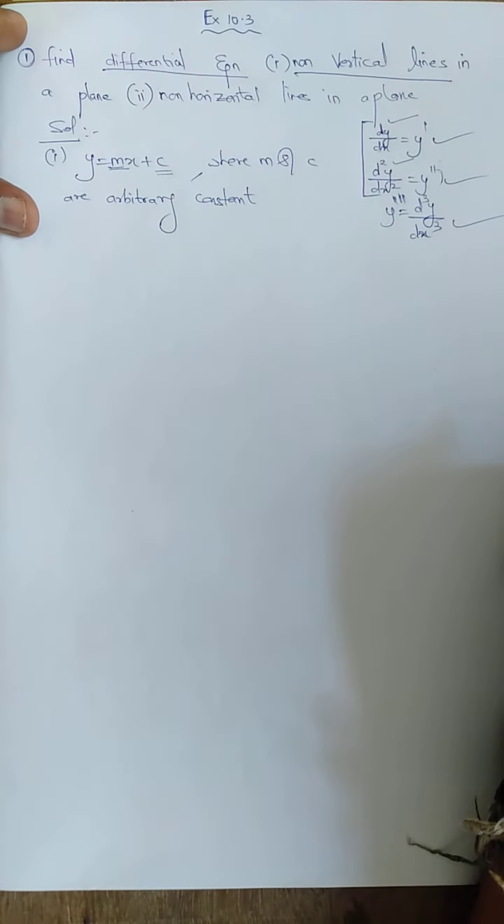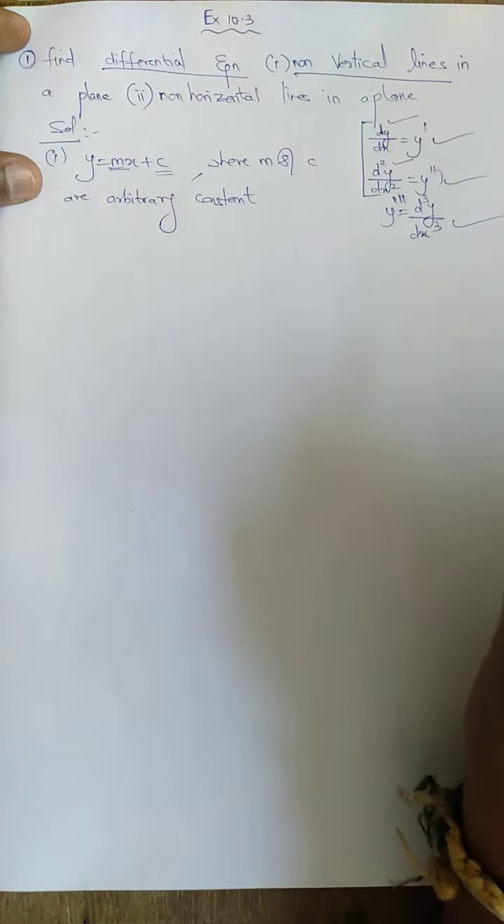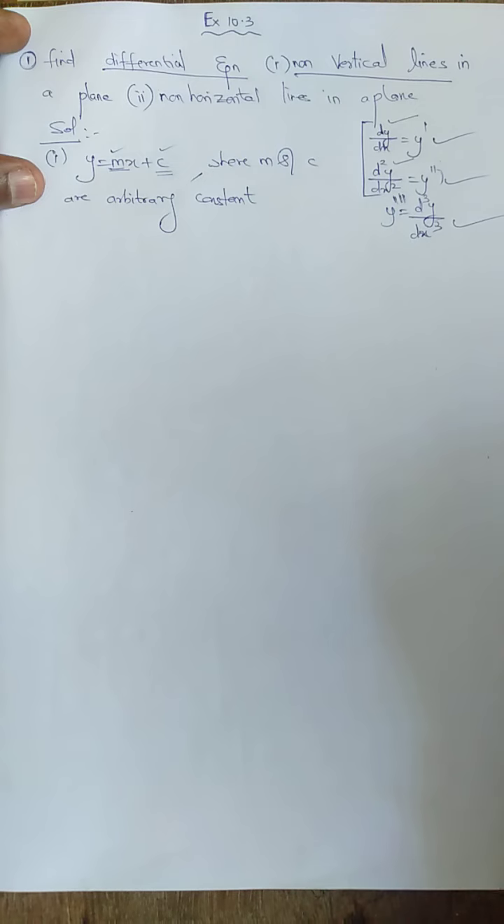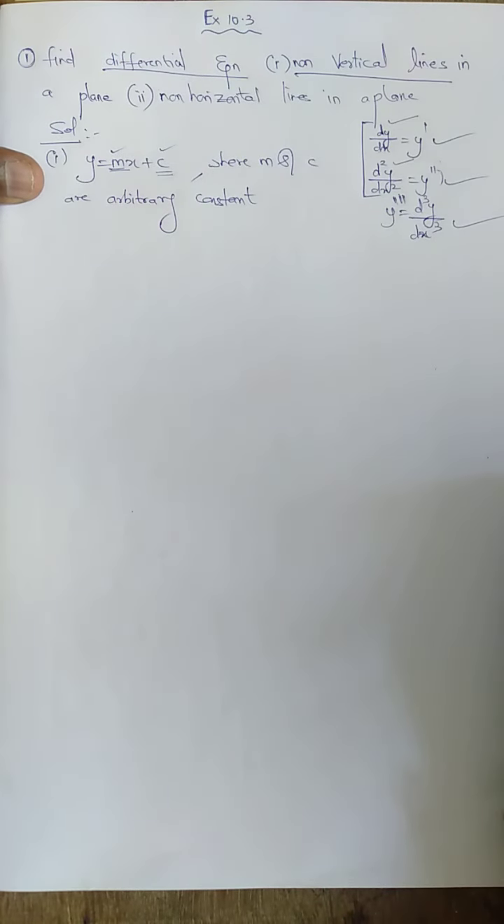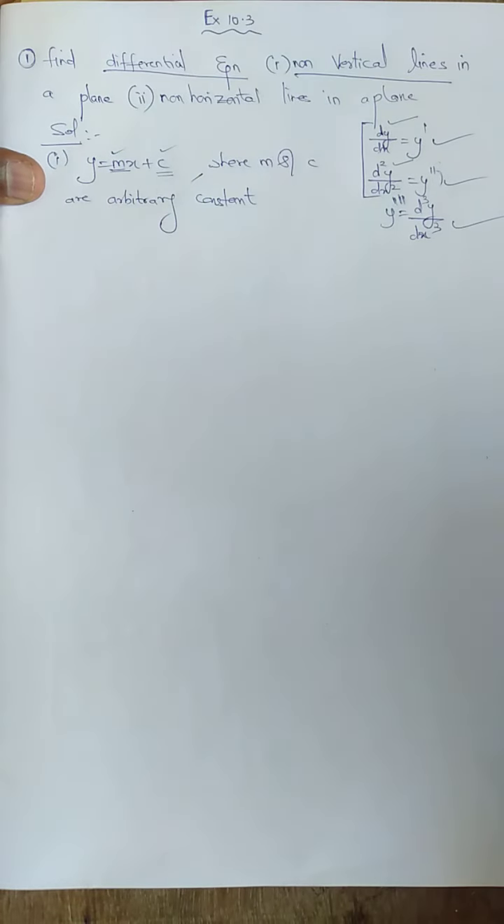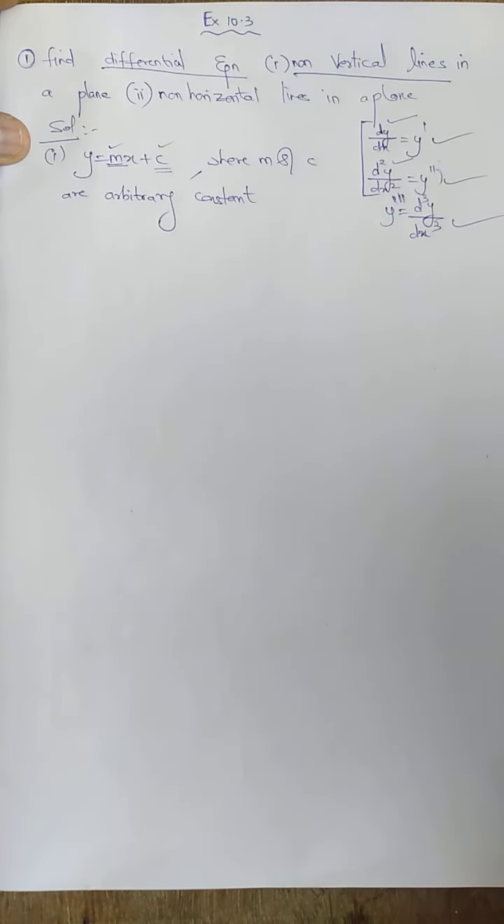How many constants are present in this equation? Two constants: m is one constant, c is the other. If you put values of x and y, only x and y differ, not m and c. These arbitrary constants will not differ throughout the equation. Even though we put values of x and y, m and c remain constant. So two arbitrary constants are present here.